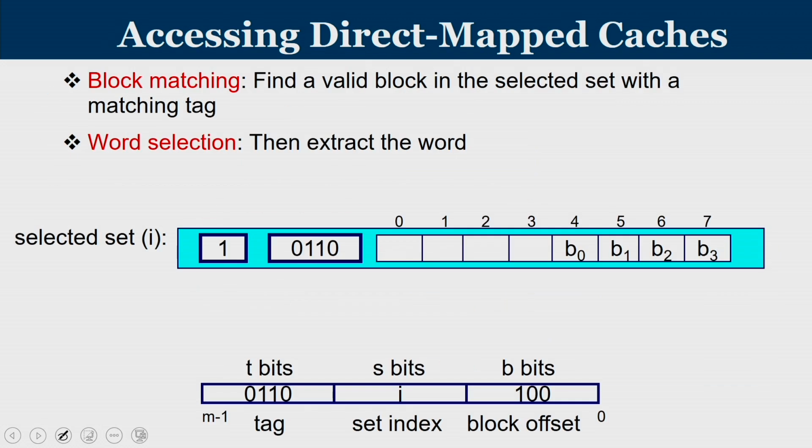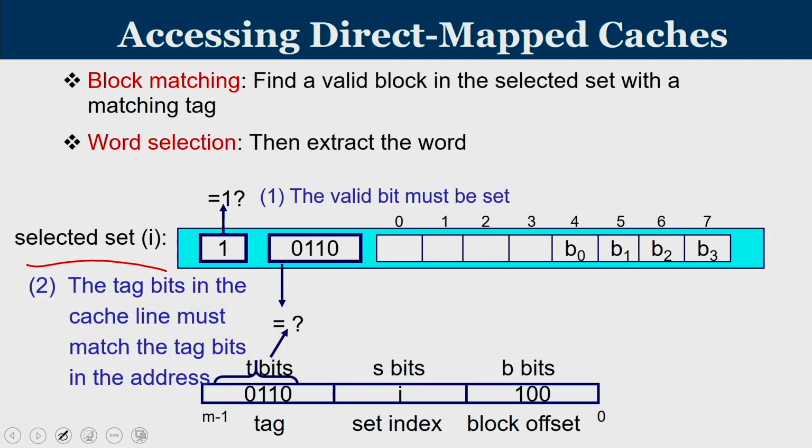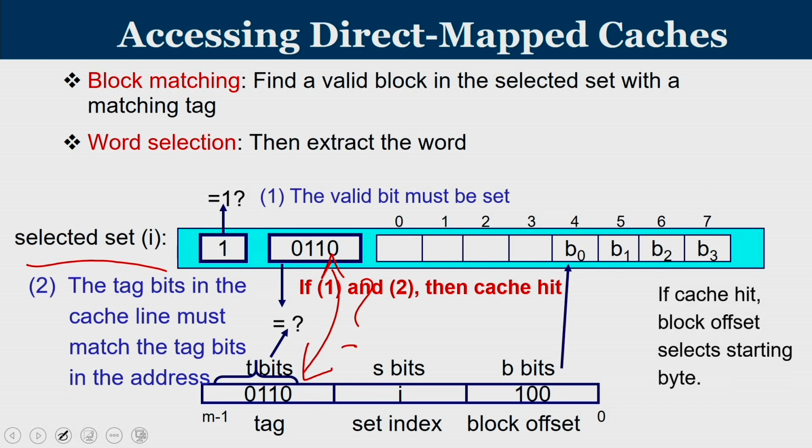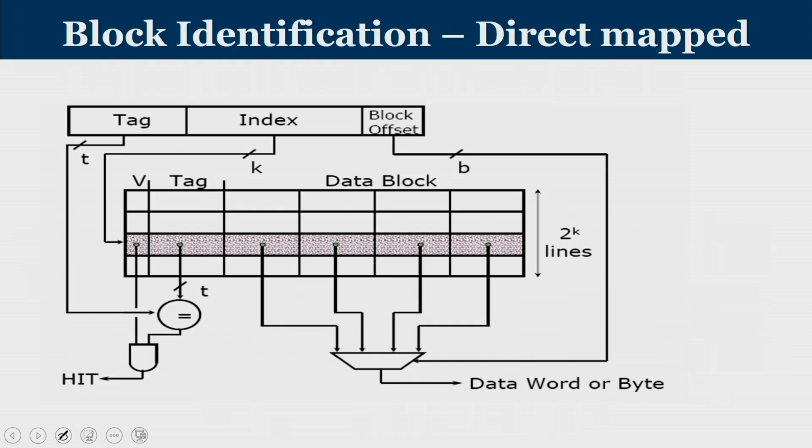In set number 1, what are we going to do? Once you get the set index portion and reach that particular set, first check whether the valid bit is equal to 1 or not. If the valid bit is equal to 1, then check whether the tag in the given address is the same as the tag that is already stored in the cache. The tag bits in the cache line must match the tag bits in the address. If that is happening, then that is known as a hit. If both conditions exist together, then it is a cache hit, and using your offset bits you extract the word. If it is a cache hit, then the block offset selects the starting byte of this word.